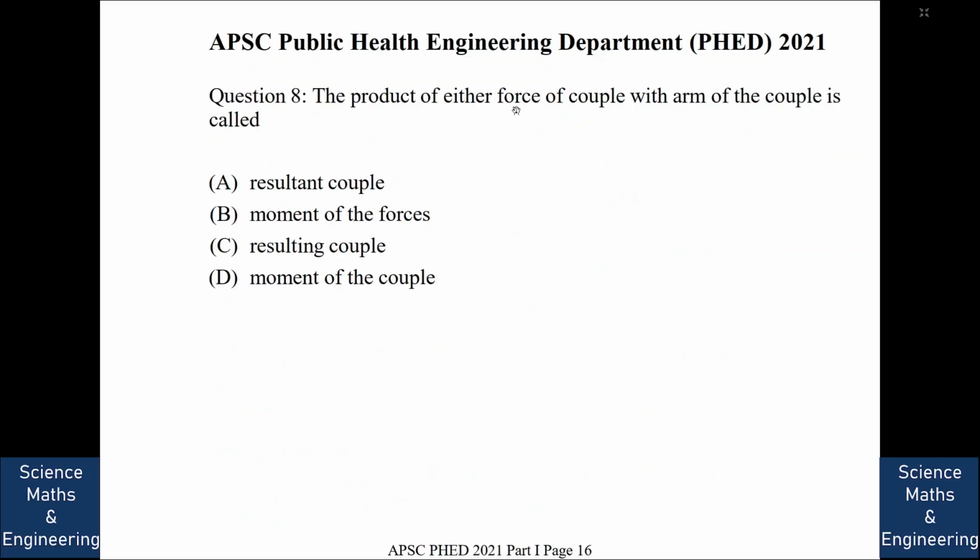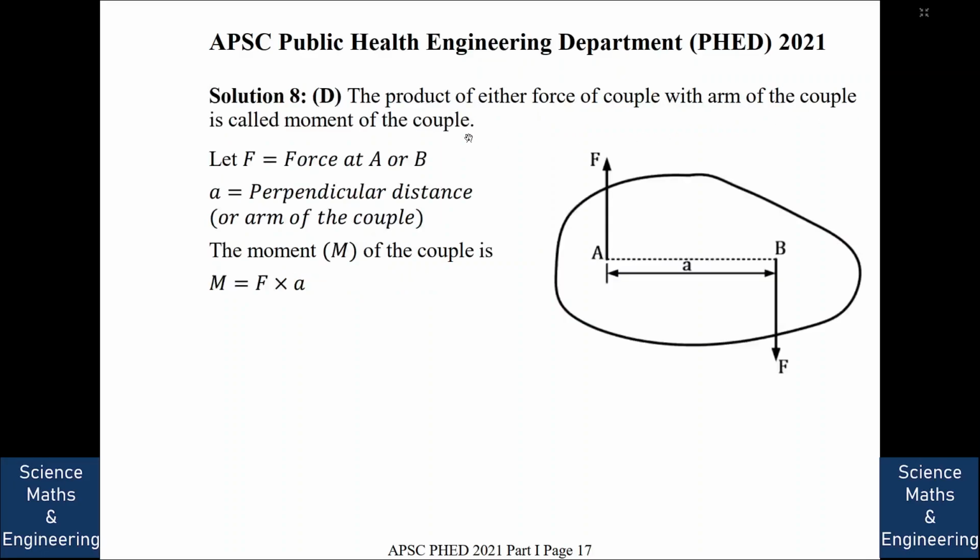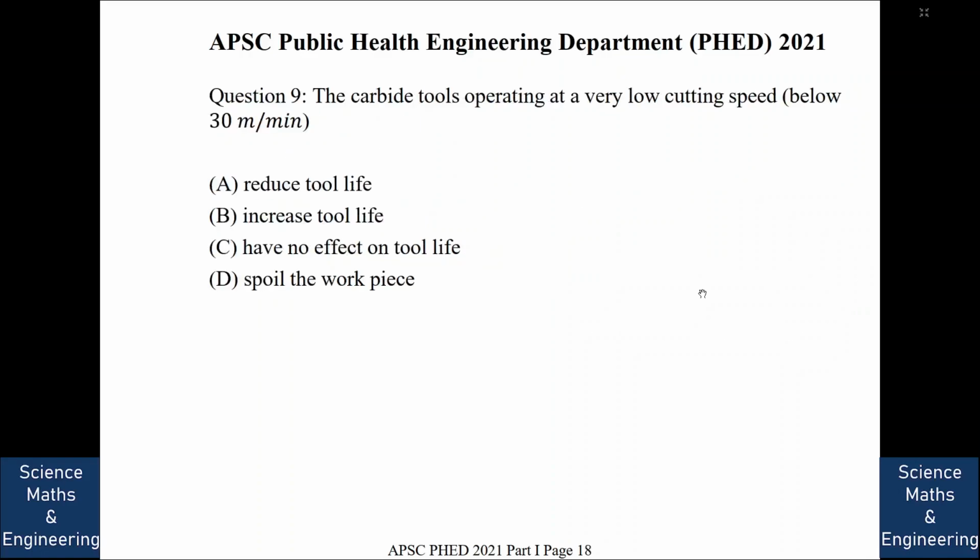The product of either force of a couple with the arm of the couple is called, so it is called the moment of the couple. So this is the force F, and this is the arm A, the arm length A. So the product of force into this arm length is the moment of the couple. So we define it as M is equal to F into A. So we'll go to the next question.